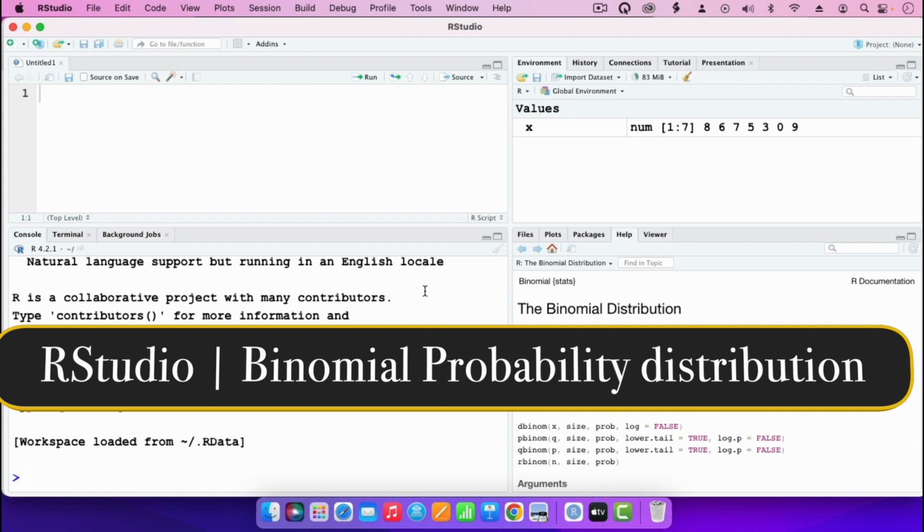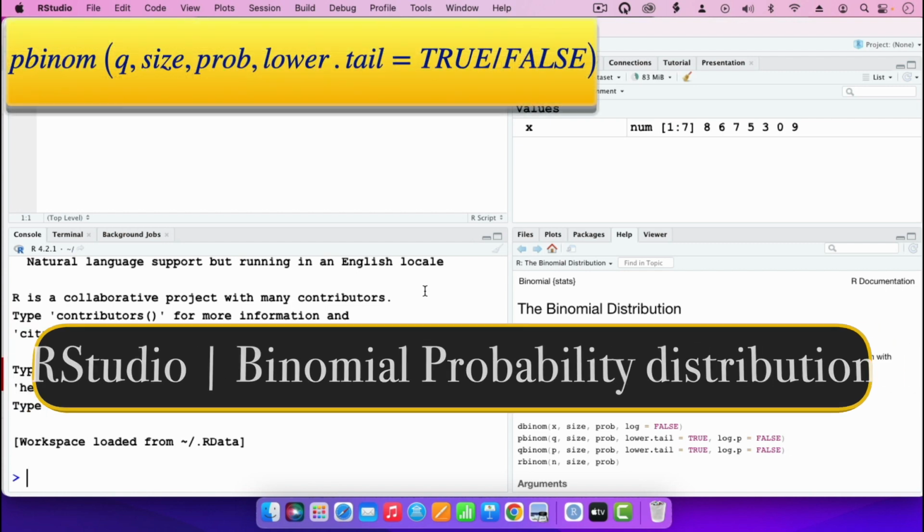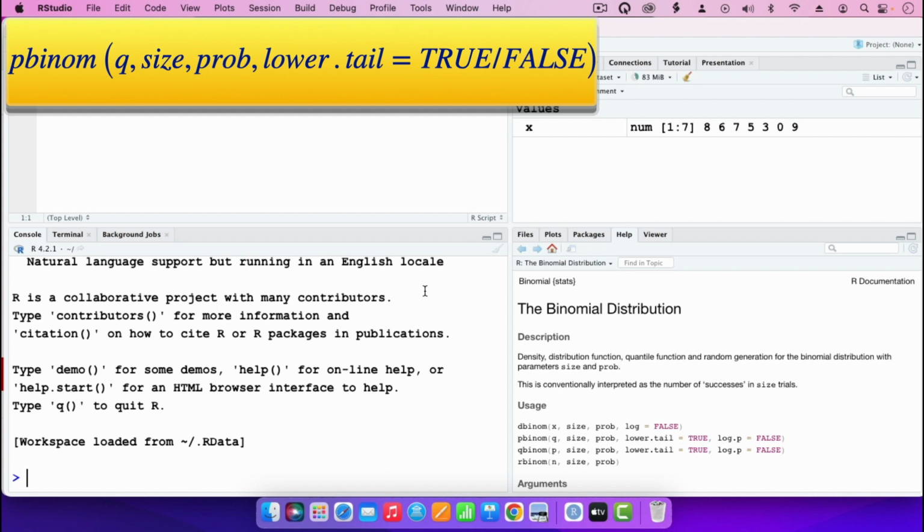For the binomial probability distribution function, we will be using pbinom. In the parentheses, we have q, then size, then prob, and then lower.tail. For the q, we'll be putting a vector of the probabilities that we want, or you can just put a single value. For the size, we'll be looking at the number of trials in the experiment. The prob is the probability of success at each trial.